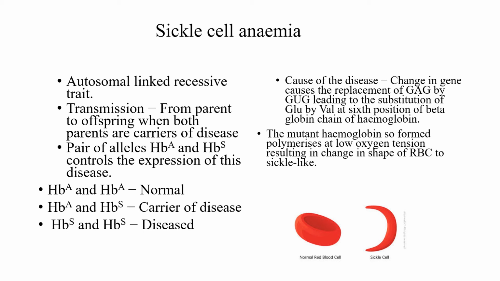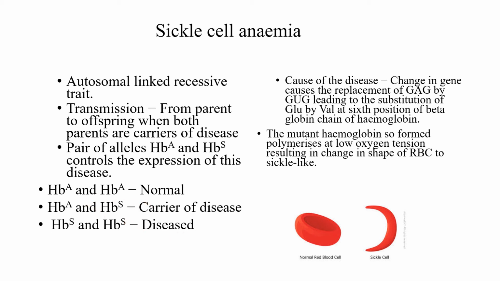See, the pair of alleles HB. What is HB? Hemoglobin A, that is normal only. HBS, that is sickle shape, controls the expression of this disease. You can see here HBA, that is normal, and HBS, that is sickle shape. Because of that, it is a carrier of the disease. Here both are HBS, so it is diseased. Single means it is a carrier. Both, then diseased.